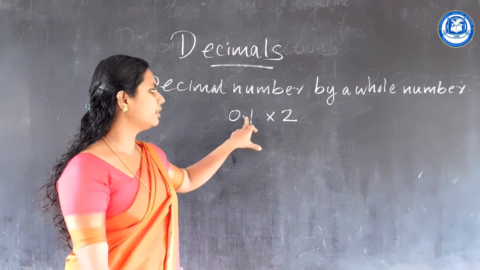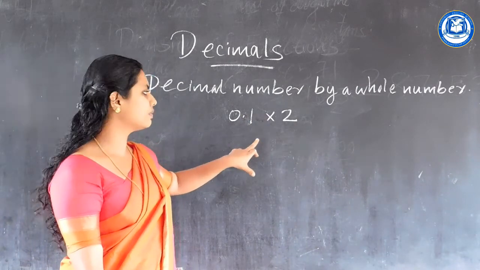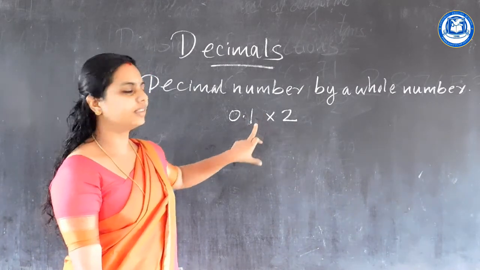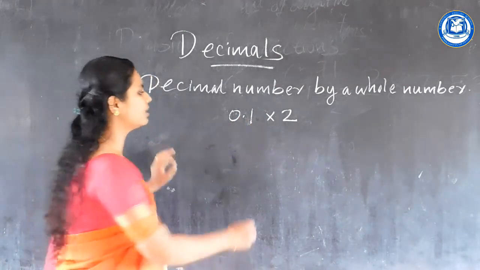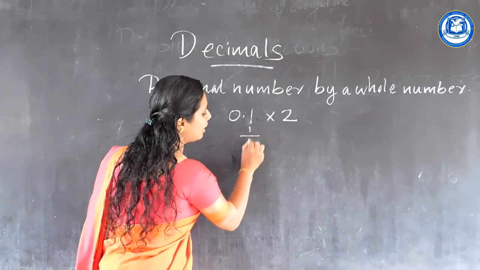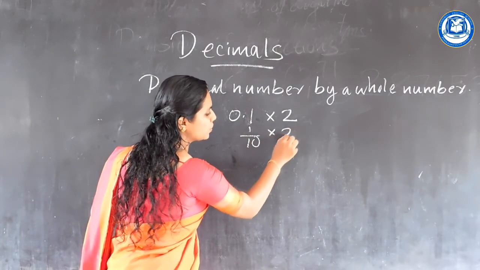If after the point there are two numbers, then the denominator will be 100. Three numbers, then 1000. Here after the point there is only one number, so our denominator will become 10. So 1 by 10 into 2.